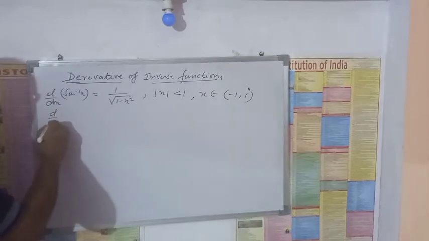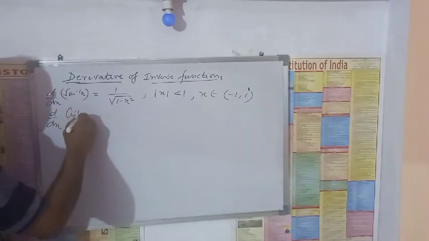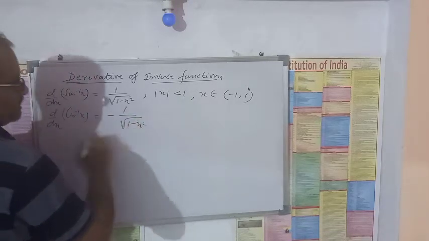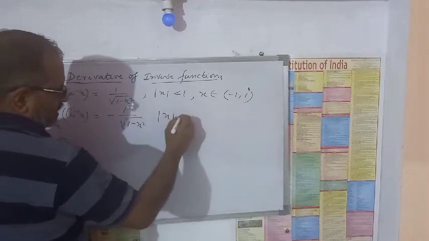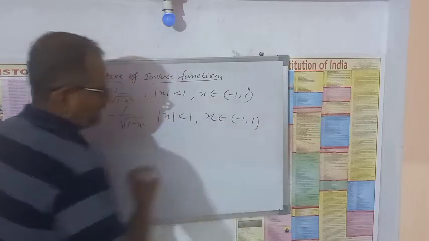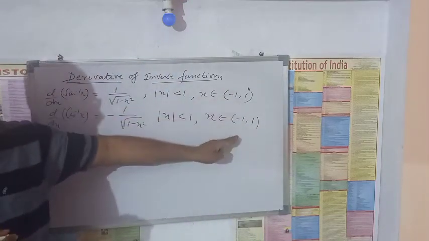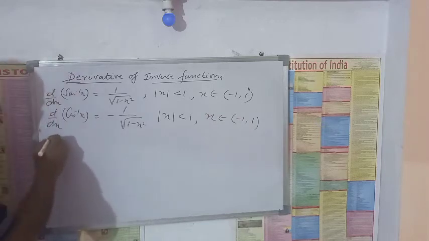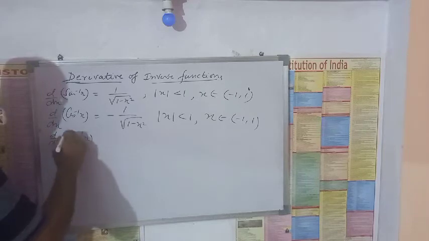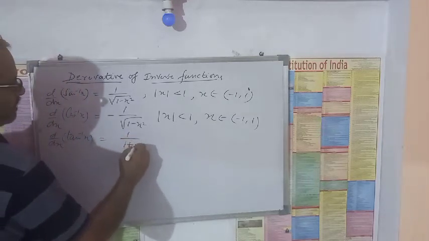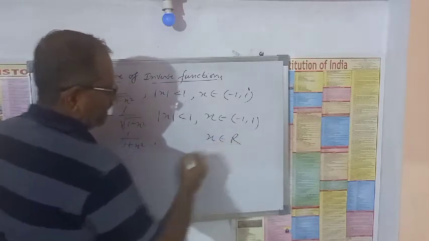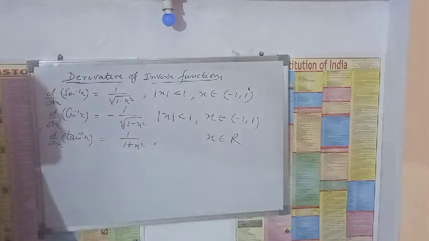Next one is d by dx of cos inverse x. It is minus 1 upon under root 1 minus x square, mod of x again less than 1, meaning x belongs to minus 1 to 1. It is the domain of differentiability. d by dx of tan inverse x is 1 upon 1 plus x square. Here x belongs to all the real numbers. For all the real numbers it is differentiable.